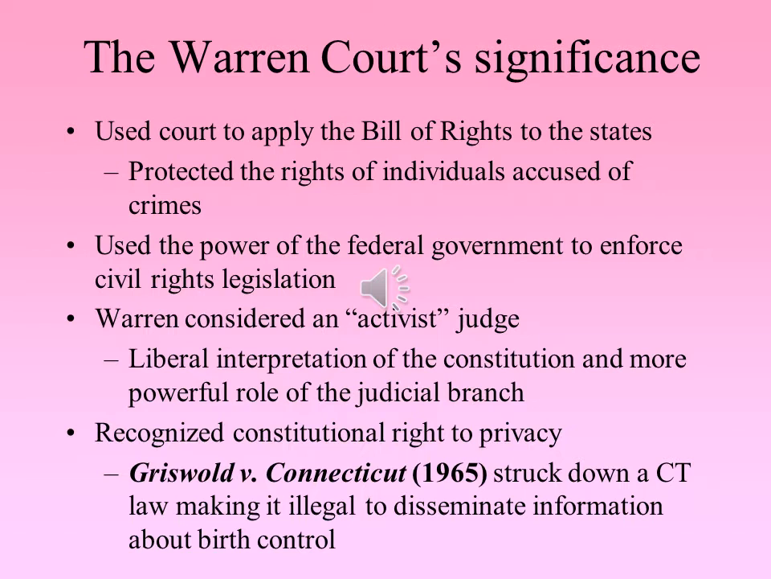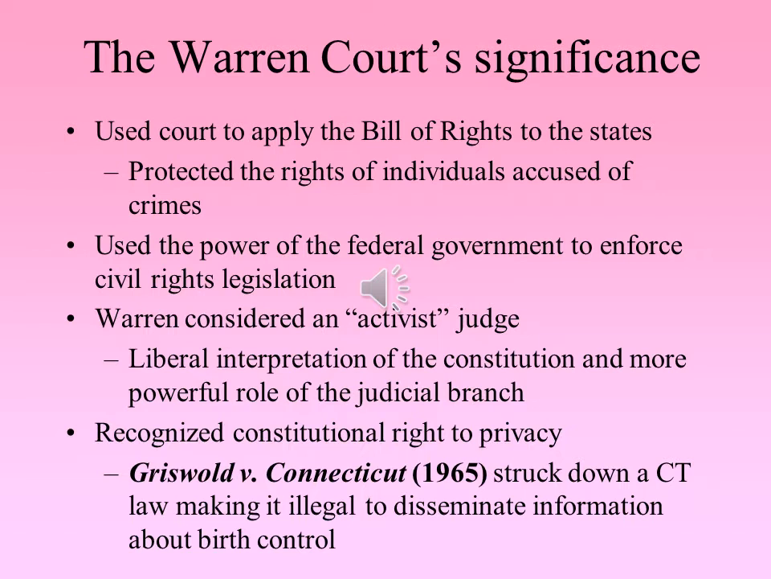So the Supreme Court under Chief Justice Earl Warren is one of the most significant in American history. We can really compare it with the Marshall Court under Chief Justice John Marshall, when Marbury versus Madison, that case that introduced judicial review, was utilized. So under Warren's court, the Supreme Court applies the Bill of Rights to the states and protects the rights of individuals accused of crimes, and that's many of the cases that we'll look at here.